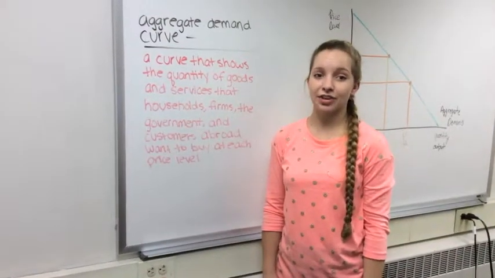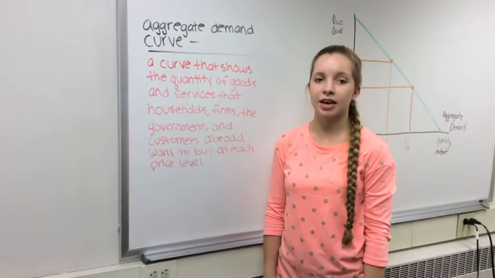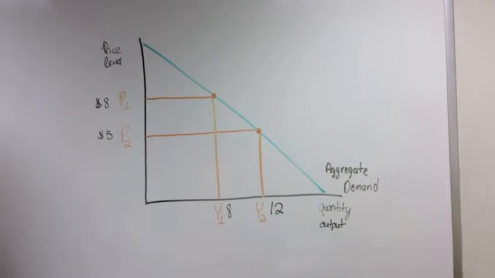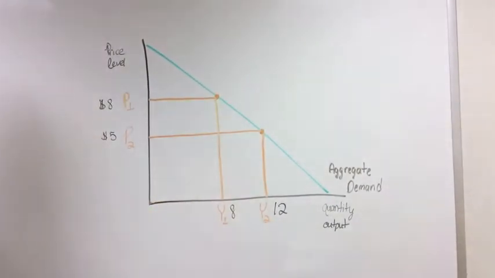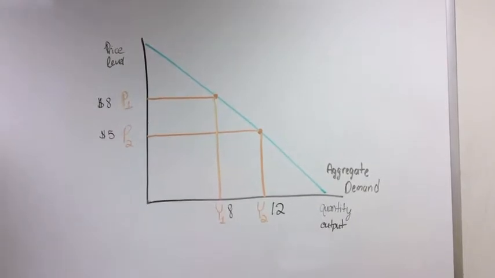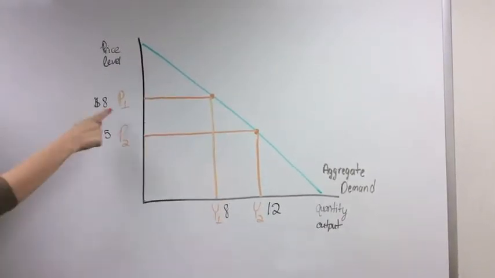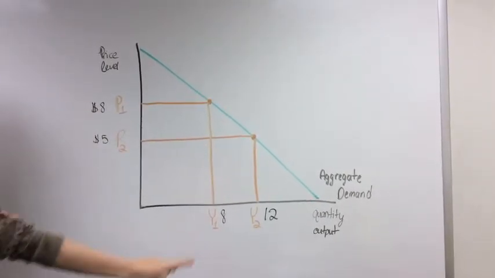The aggregate demand curve is a curve that shows the quantity of goods and services that households, firms, the government, and customers abroad want to buy at each price level. More breaking news. Prices in lawnmowers have dropped from $8 to $5, causing an increase of quantity of goods and services demanded from 8 to 12 households and firms. As you can see, a fall in the price from level P1 to P2 increases the quantity of goods and services demanded from Y1 to Y2.